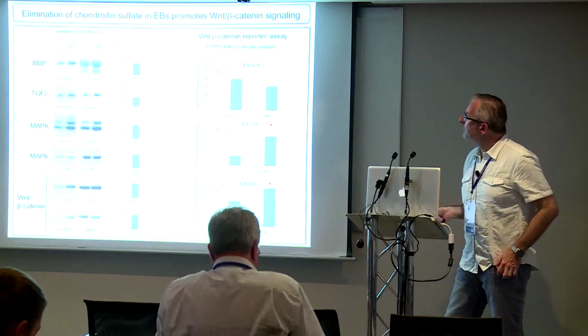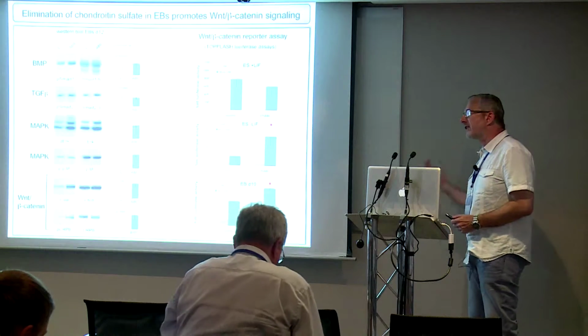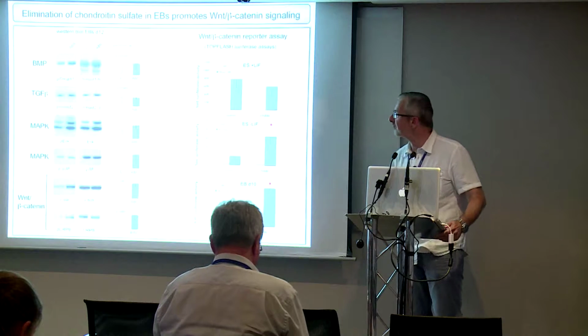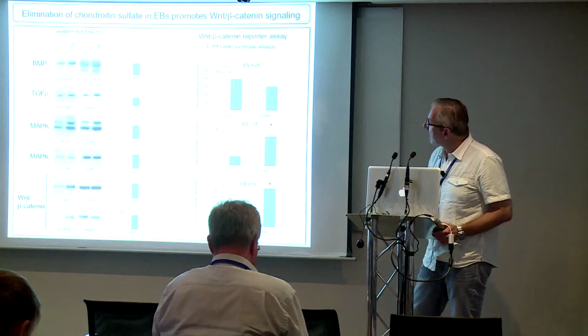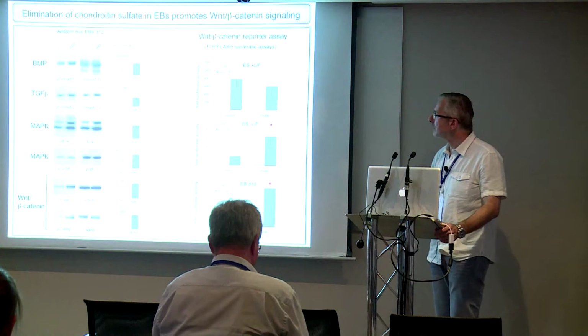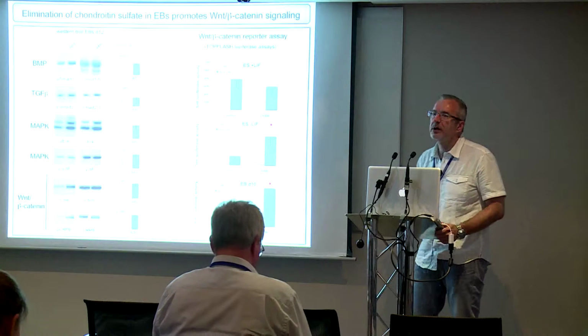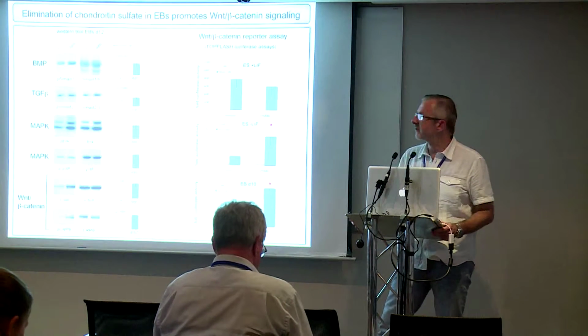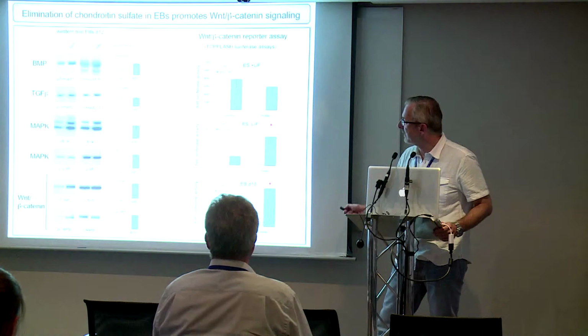So we did some Western blot analysis of various signaling pathways that have been shown to play a role in cardiac differentiation. And just to cut that short a little bit, BMP, TGF-beta, MAP kinase, different MAP kinase signaling pathways. Here's the Western blot, here's the quantification. Were not really affected by chondroitin sulfate digestion with chondroitinase ABC.